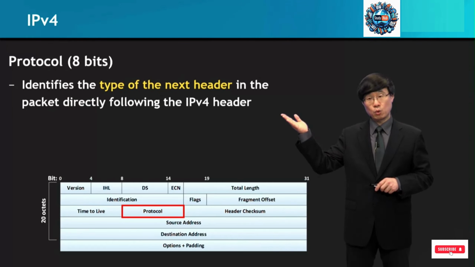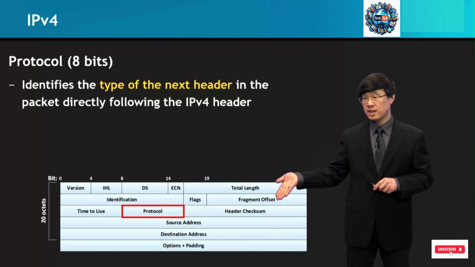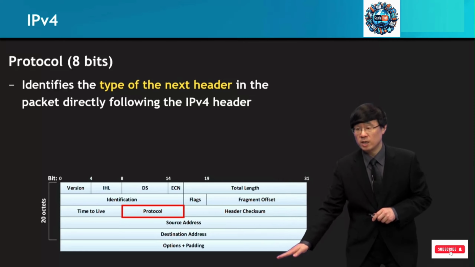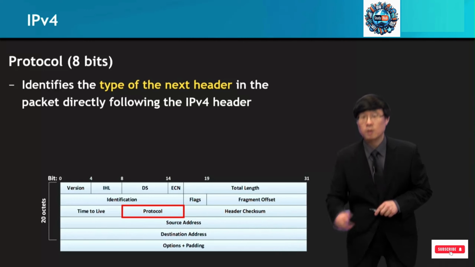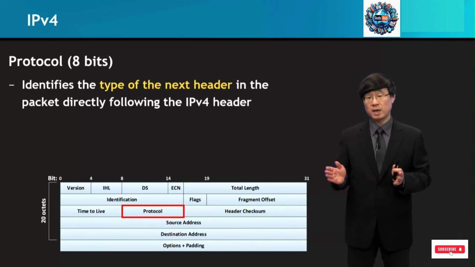We then look at the protocol field. This identifies the type of the next header in the packet directly following the IPv4 header. In other words, this is the header of IPv4. Now down here is where you're going to have your next header. And then after, even below, is going to be where you have your payload data part, the payload segment part.